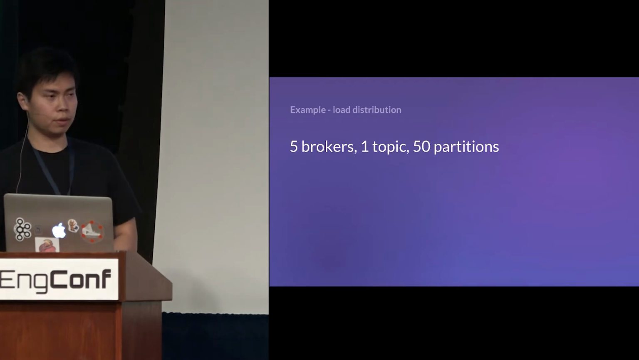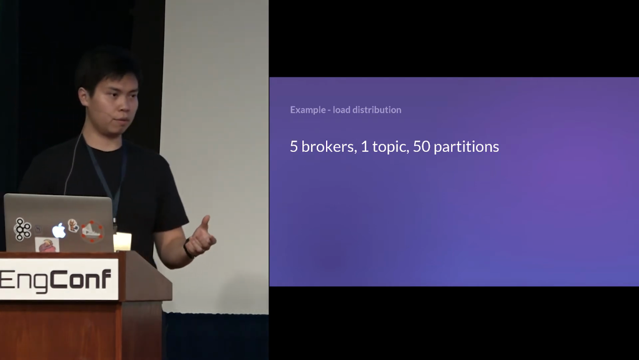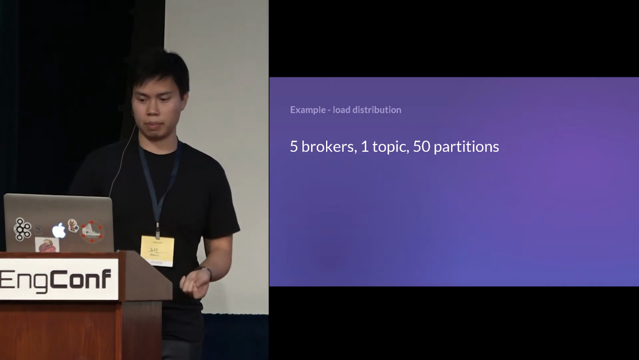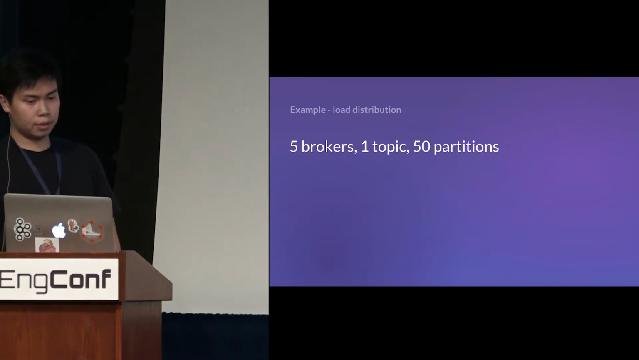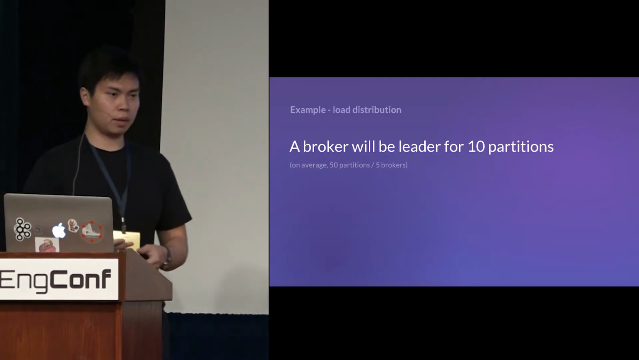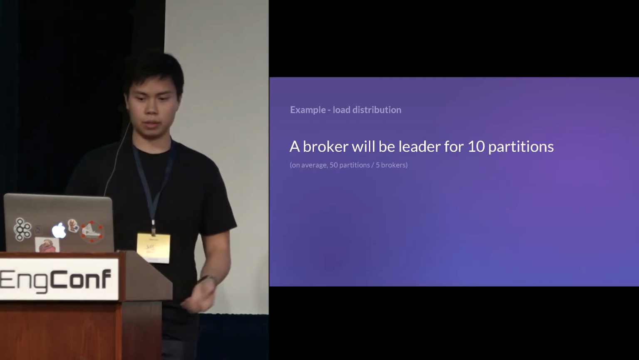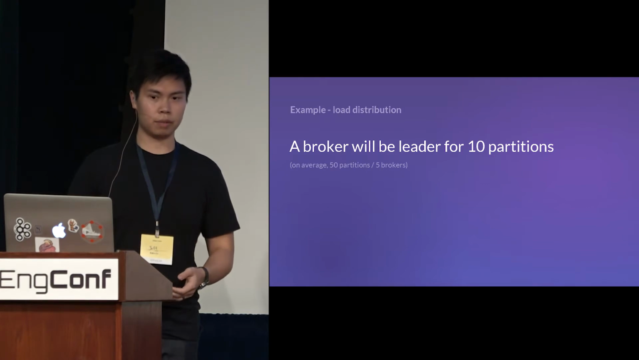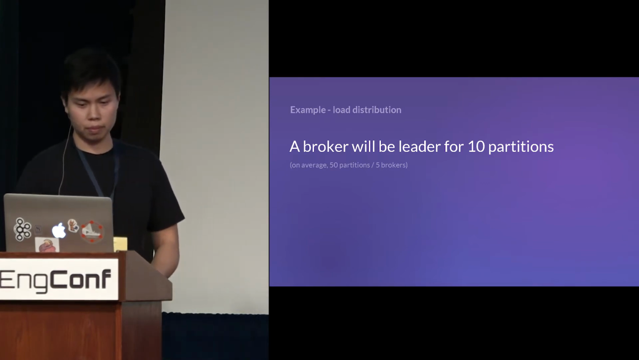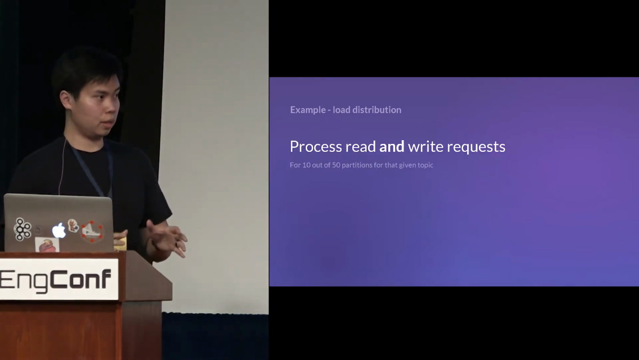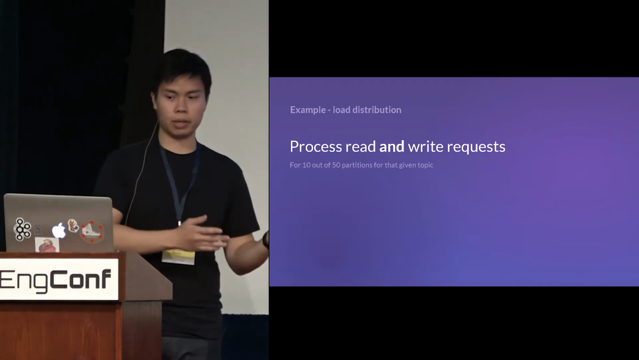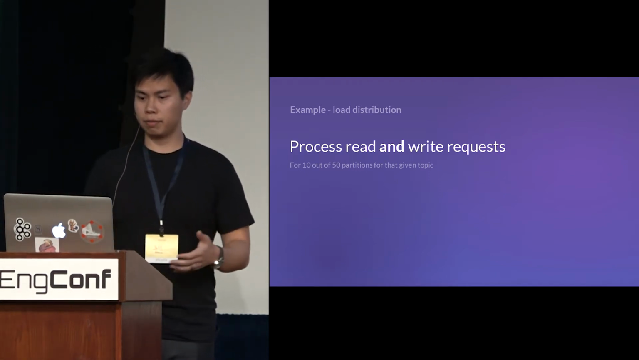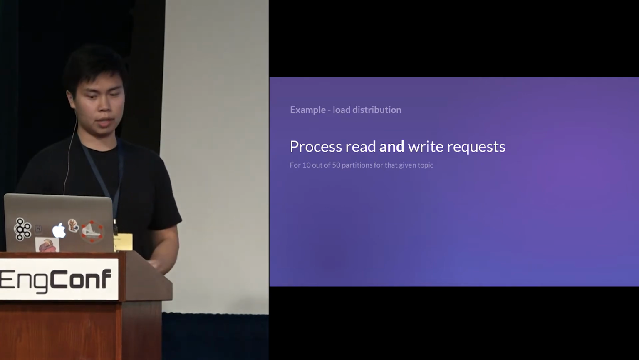So to illustrate that further, say we ignore replication factor for a second, and we have 5 brokers, 1 topic, and 50 partitions. In this case, a broker will be lead for about 10 partitions on average, or 50 partitions divided by 5 brokers. And in other words, a broker will process both read and write requests for 10 out of 50 partitions for that given topic.